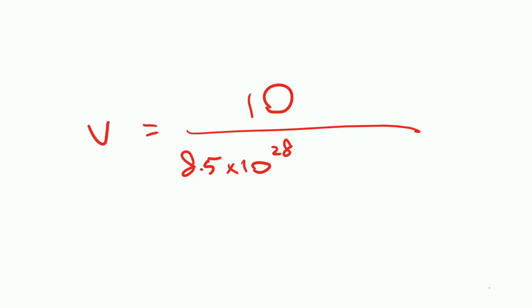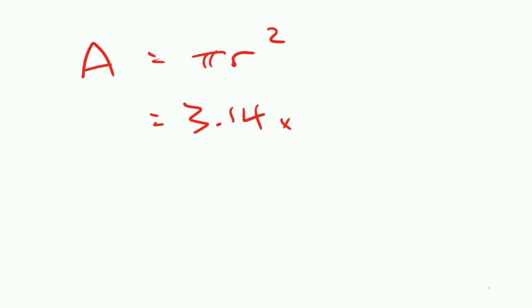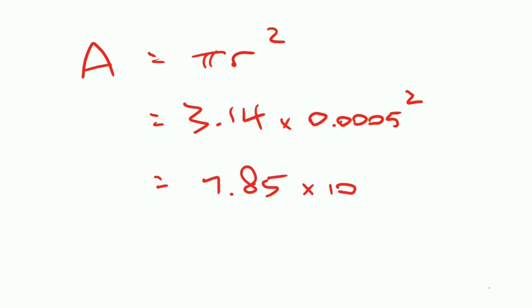Actually, we can't go back to that. We need to work out the area, don't we? So the area is equal to pi r squared. Now pi, let's just take it as 3.14. The r, remember, is half a millimeter, but we work in meters, okay? So we can't say half, we need to say 0.0005, and that's squared. When we do this calculation, we come out with an area of 7.85 by 10 to the minus 7.